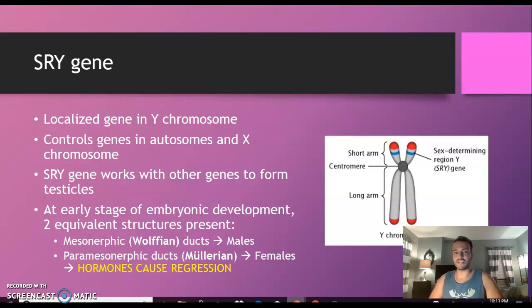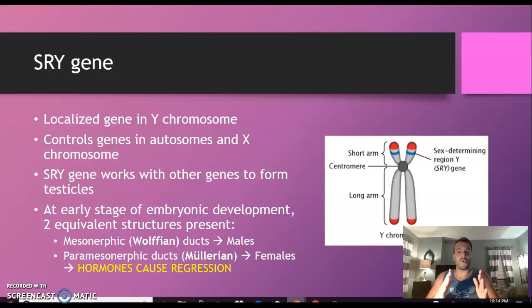Before I get into the testes and how they influence the determination of gender, it's important to note that there are two equivalent structures present at the early stages of embryonic development. These are the mesonephric duct, also known as the Wolffian duct, that's present in males, and that is the duct that turns into specific male organs, such as the scrotum and testes. And then there is a paramesonephric duct that's present in females, also known as the Mullerian duct, and that's going to give rise to specific female organs. So at the early stages, we have these two ducts present. They're equivalent and they're still there.